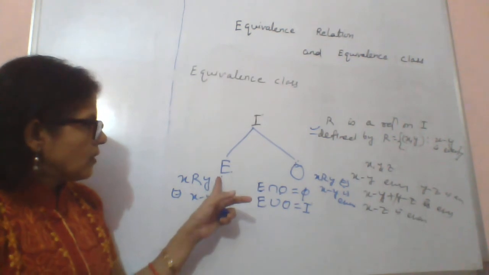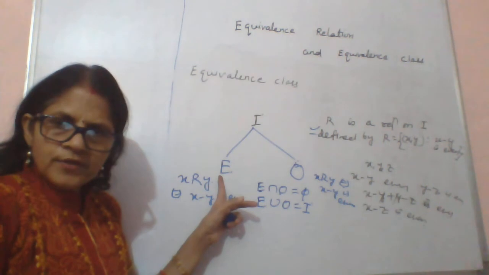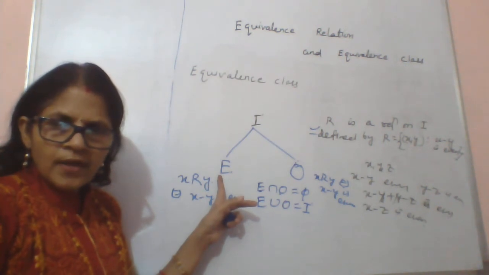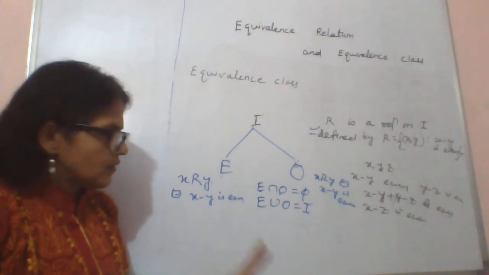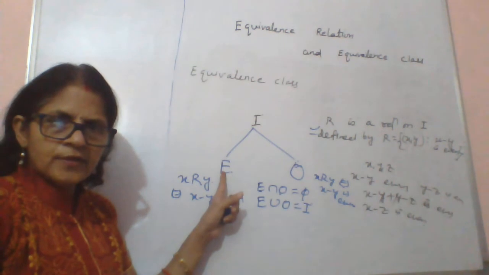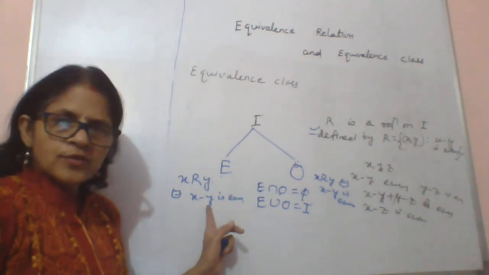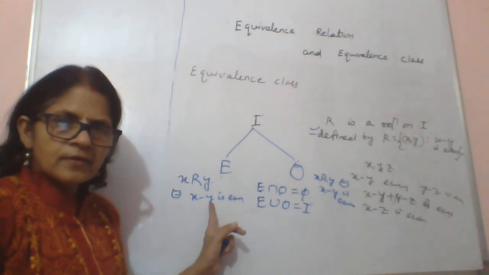Now as we know, the difference of any two even integers is even, right? You may take 2, 4, 6, 8, you can just try any two even integers. So whenever x belongs to the set of even integers, x minus x, that is 0, is even. If x minus y is even, this implies y minus x is also even.